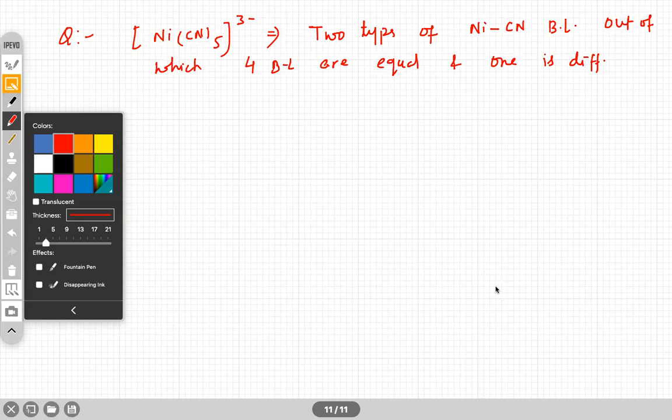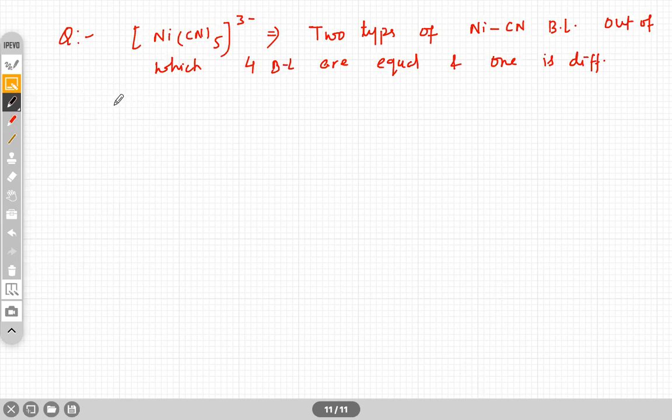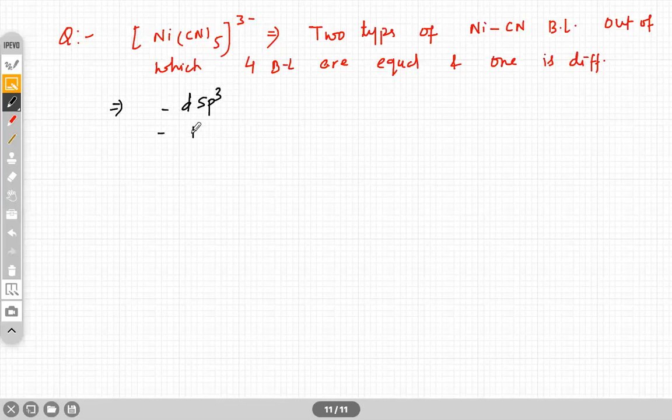dsp3, answer for this question, I'm writing it down. If you have any doubt, you can tell me, I'll do this. The hybridization will be dsp3 and it is diamagnetic. It is diamagnetic and the geometry is square pyramidal because four bond lengths are the same. So square pyramidal geometry. Any doubt in this? Finished, all of you?